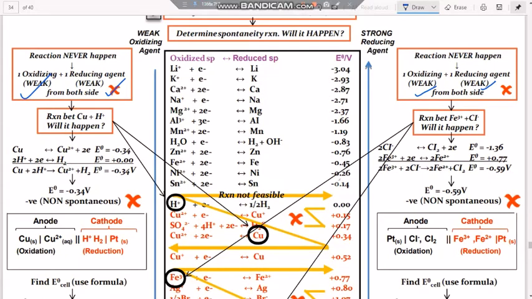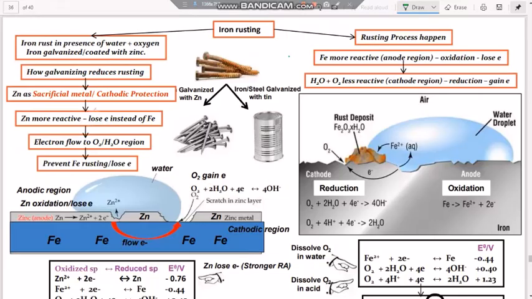With the help of the Nernst equation, we can find E cell at different concentrations, but with the help of electrode potential we can find the strength. So in this we are going to learn about rusting of iron, a concept which belongs to our electrochemistry topic of formation of electrochemical cell.